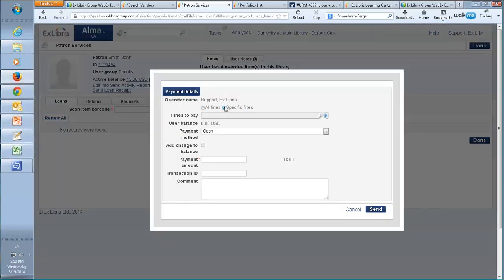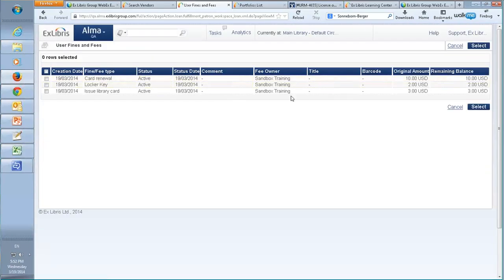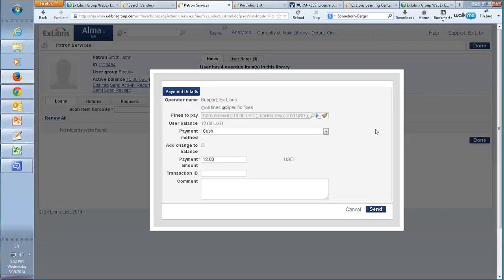So I mark the radio button for specific fines, and from this menu I select which fines to pay. So let's say he wants to pay for the card renewal and the locker key. So that would be $12. Okay. So payment method is cash, and payment is $12. Now we have here another checkbox, add change to balance.